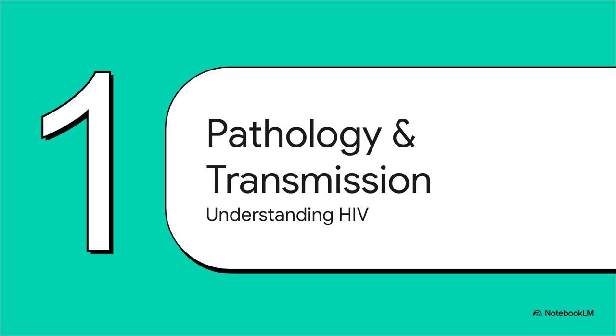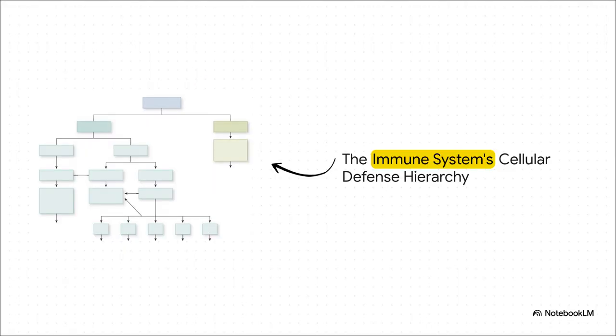All right, part 1, pathology and transmission. Let's look at how this virus actually operates inside a child's body. So looking at the immune system's cellular defense hierarchy here, you'll see HIV doesn't just attack randomly. It specifically targets, infects, and destroys your CD4 plus T cells. And as that CD4 count gradually drops, it causes a progressive and really devastating immunodeficiency. The body is essentially losing its main commanders of the cellular defense system.